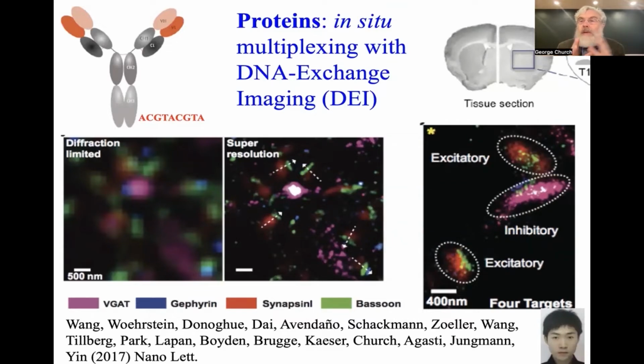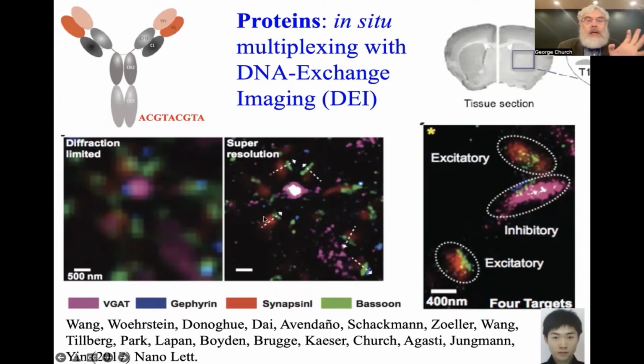And then finally, proteins, DNA, RNA, proteins. This is done by DNA exchange imaging, where the protein, the antibody, is labeled with a short DNA, maybe 9 nucleotides long, and then it is imaged by transiently binding fluorescently labeled short DNA. This can be a full Y-shaped IgG antibody, or it can be a little domain of the single domain, which is much smaller and hence higher resolution. The diffraction limited on the left, super resolution DEI on the right.